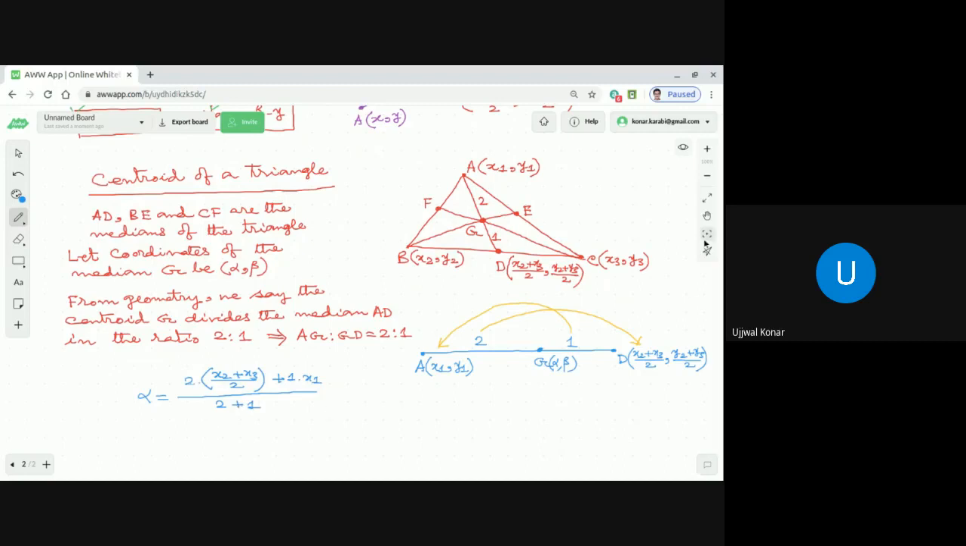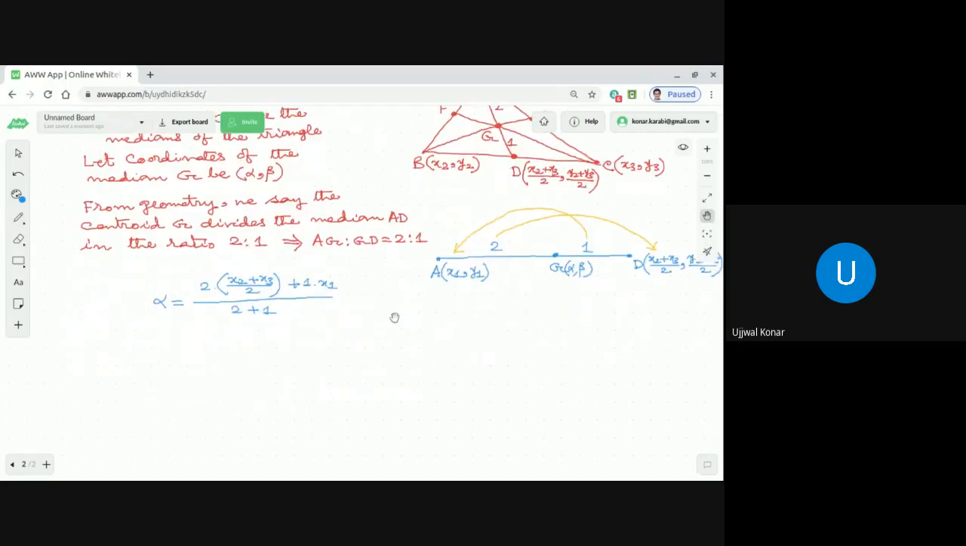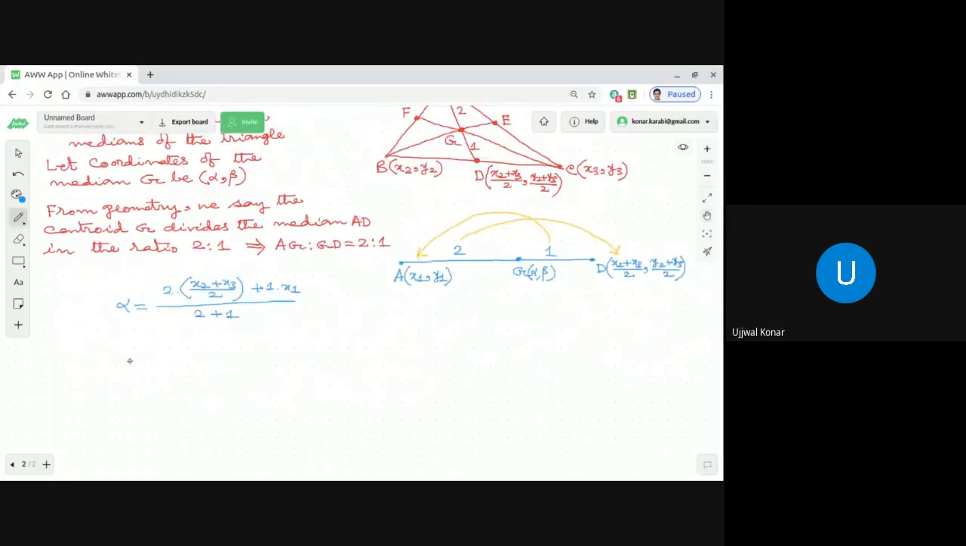And what is beta? In the similar manner, we can write beta is equal to 2 into (y2 plus y3)/2 plus 1 into y1, divided by 2 plus 1.